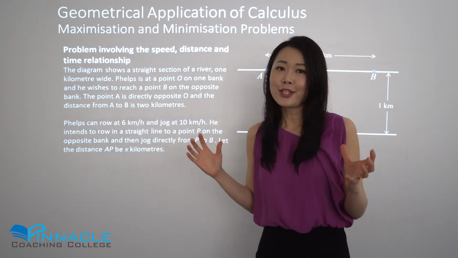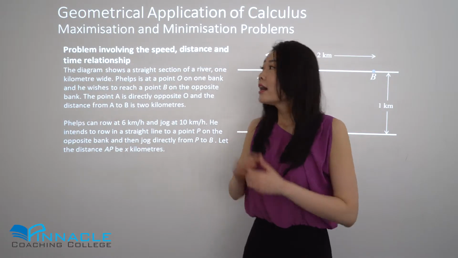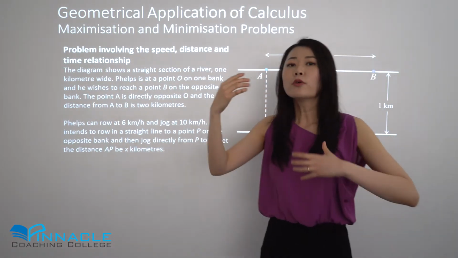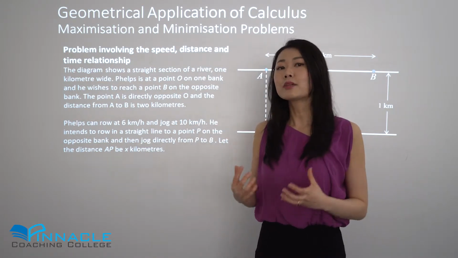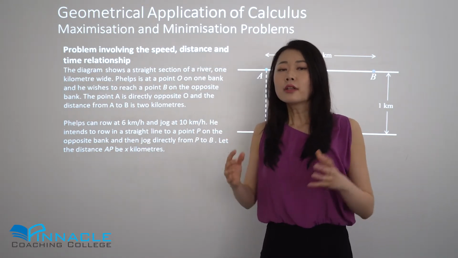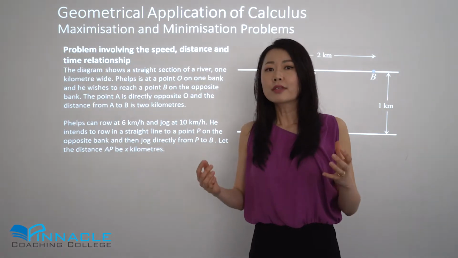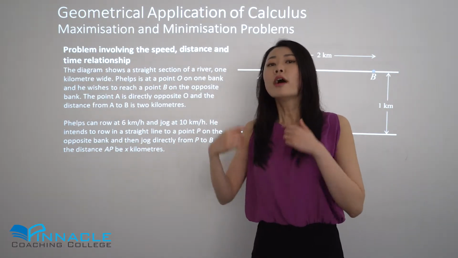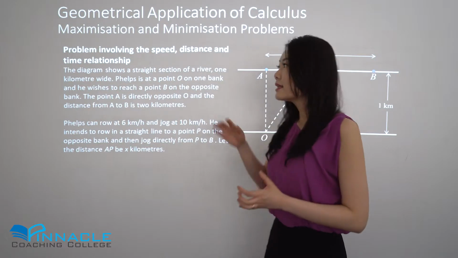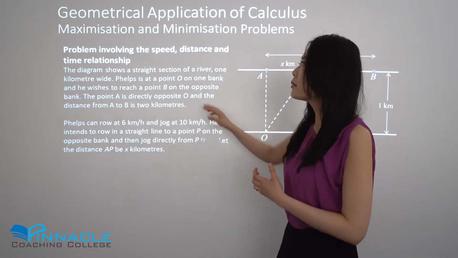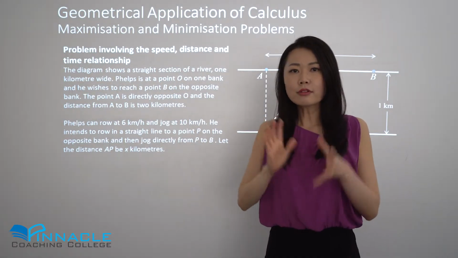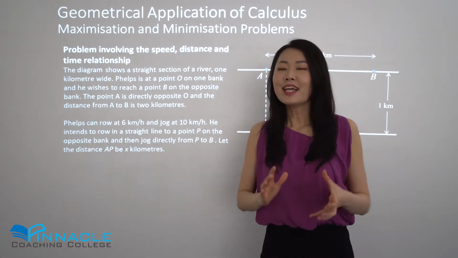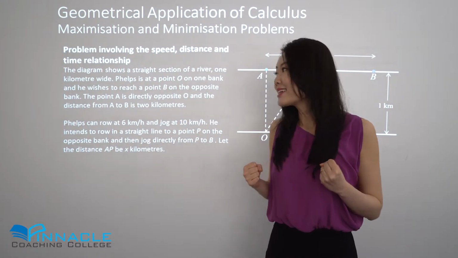As I mentioned in the first part, there are typical types of questions that get examined in this maximisation, minimisation area. In the previous part, we looked at the application to a volume question. And in this one, we're going to take a look at how it applies to the speed, distance, time relationship. So let's have a look at the question and see how we approach something like this.